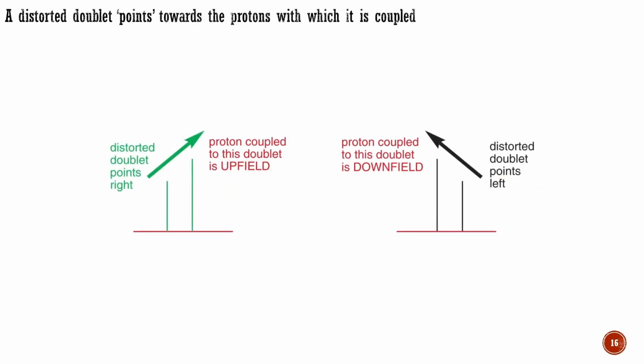Several versions of distorted doublets were shown in the previous diagrams, and there are many more variations available. It is a generally useful tip that a distorted doublet points towards the protons with which it is coupled. In other words, the signal of distorted doublets is roofed, with the usual arrangement of low walls and a high middle. So look out for doublets or any other coupled signals of this kind.